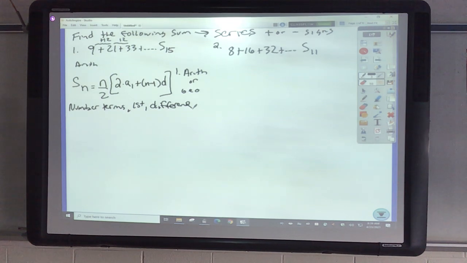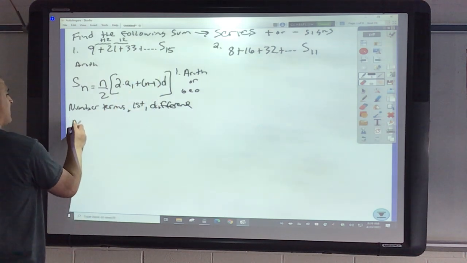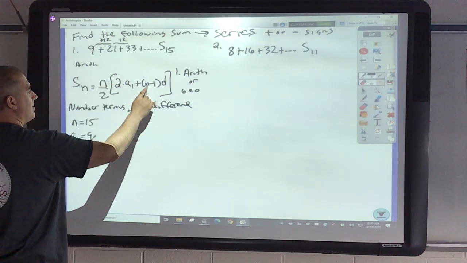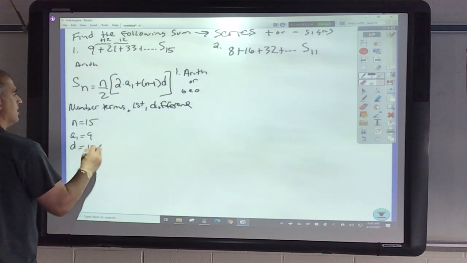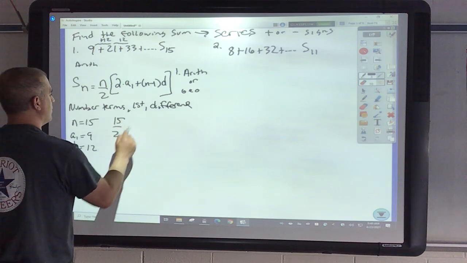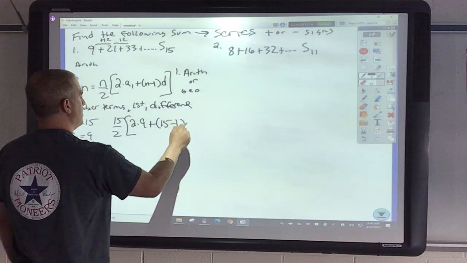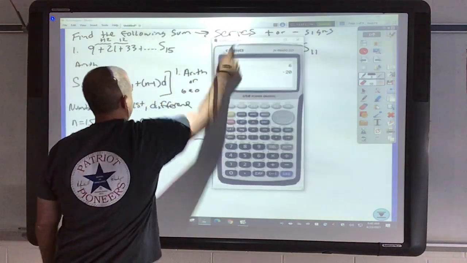The other one we'll get into probably next class is if you know the first term and the last term. So since they tell me 15, my n is 15. My a1 is 9. The n is the number of terms, and the difference is going to be 12. So what I would have here is 15 over 2 times 2 times 9 plus 15 minus 1 times 12. You want to do a little bit of the calculations here prior to typing all that into the calculator.